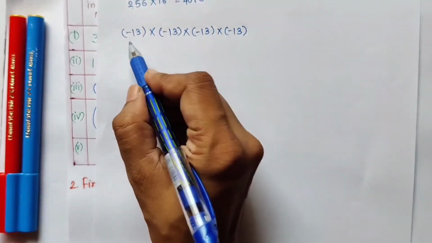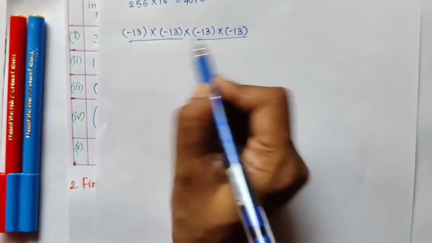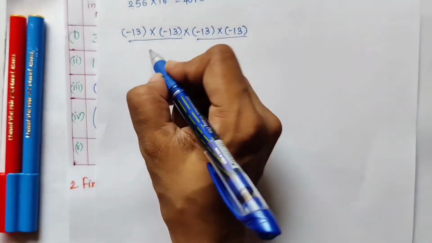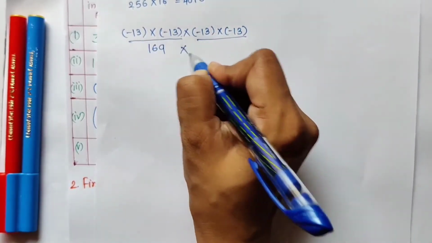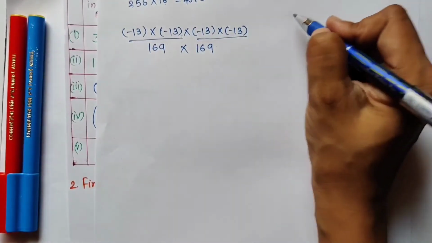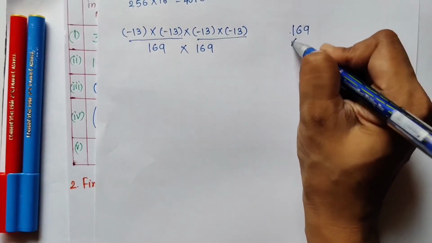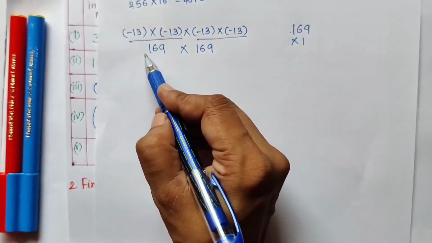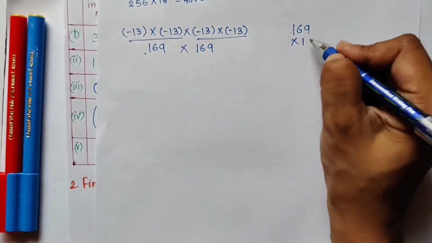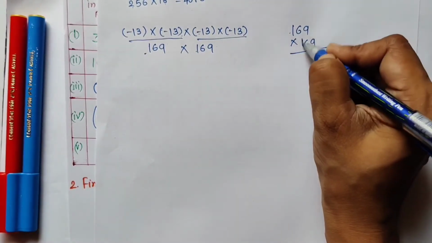Now children, you all know the square of 13. So 13 into 13 means 13 square. It is 169. Multiply by 169. What is 169 into 169? We will do it here. Because minus minus will become plus. So 169 into 169 we are going to do here.